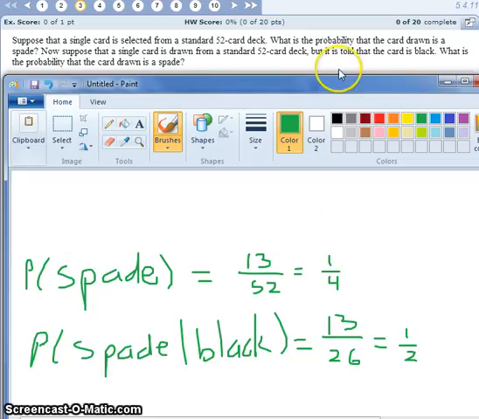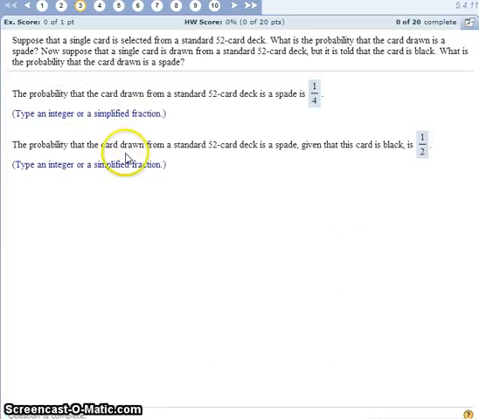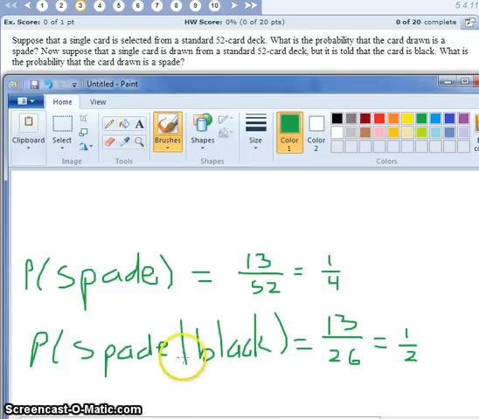And the second part was, what's the probability that the card drawn from the deck is a spade if we know that the card we drew is black. So now we're trying to find the chances we get a spade if we know it's black. If we're given that it's black, there's 13 spades still, but we're given that it's only one of the 26 black cards. So now we have a 13 out of 26 chance, or 1/2, 0.5.